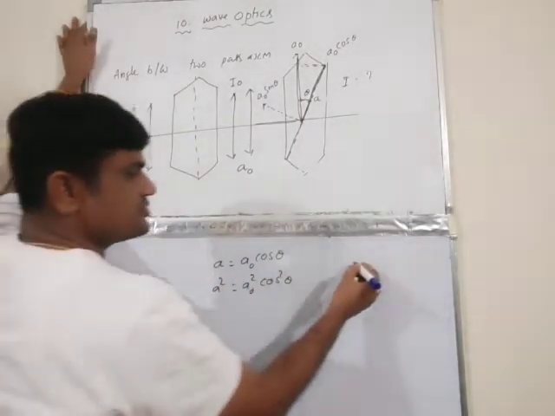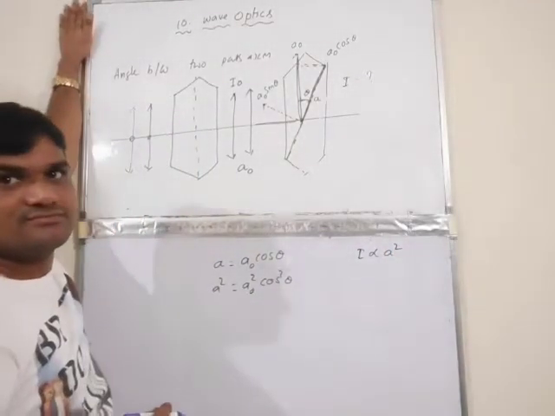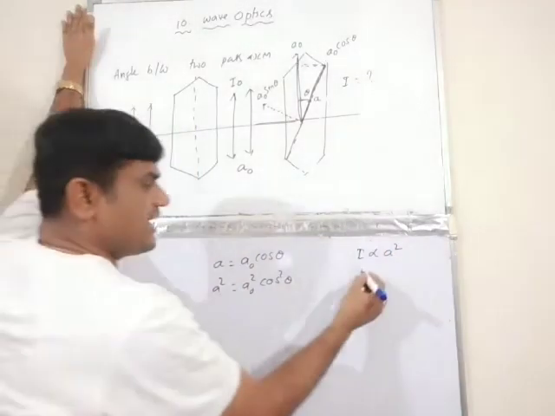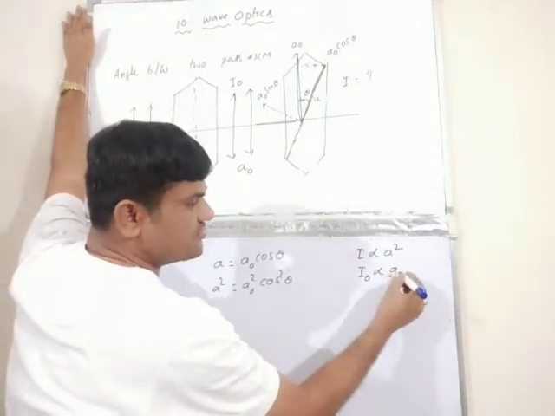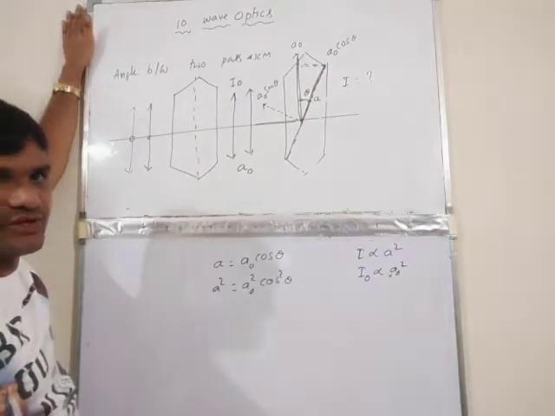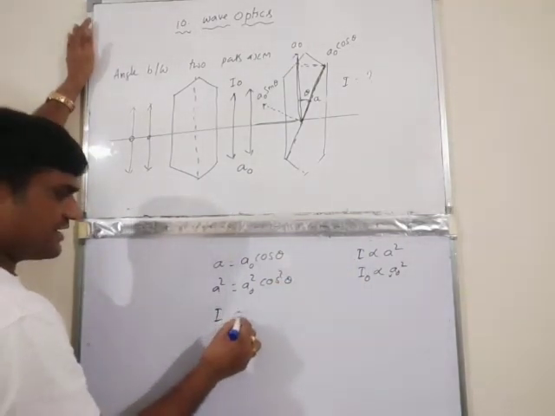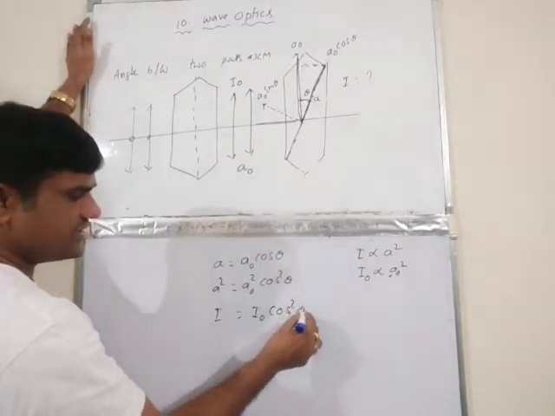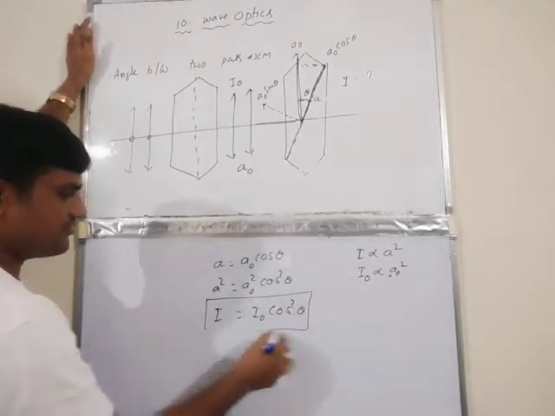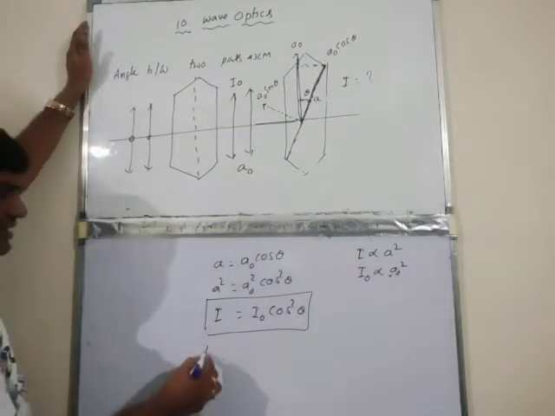We know that intensity I is proportional to amplitude squared in the general formula, correct? So I naught is proportional to A naught square. Therefore I is equal to I naught cos square theta. This is a very important formula. What is it? Malus law.